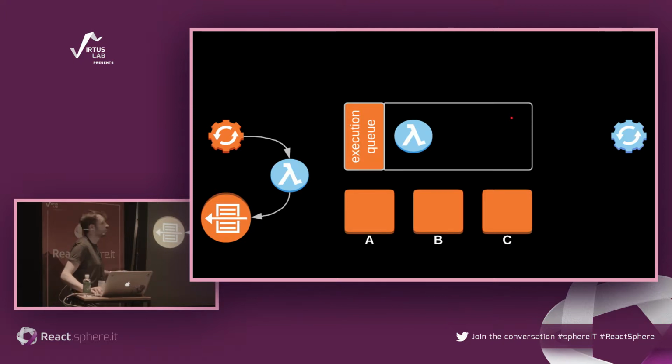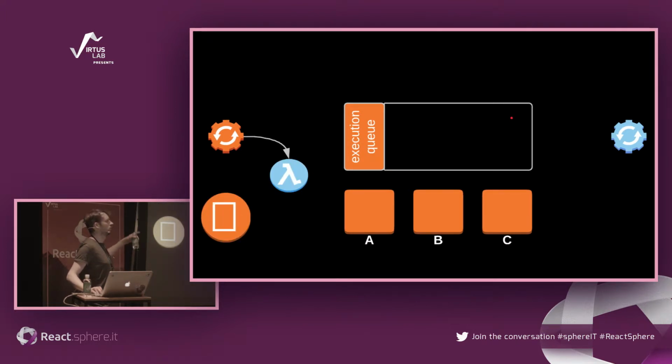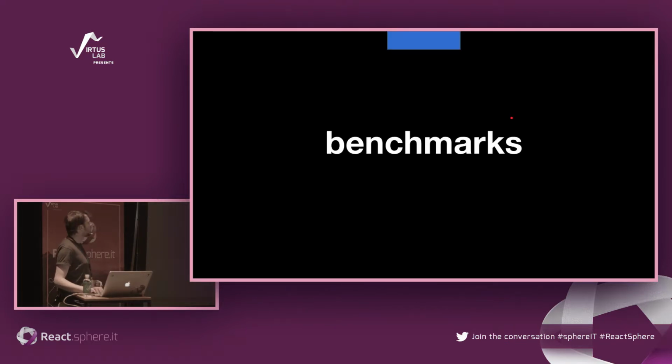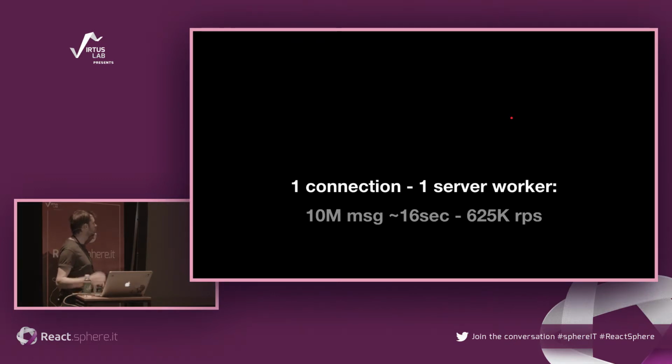The task can do whatever it wants, so it can write something back to the channel, or maybe, I don't know, it's some task that is not related to IO, and that's it. There is again data in the buffer, so we start all over again. That's why it's called an event loop.